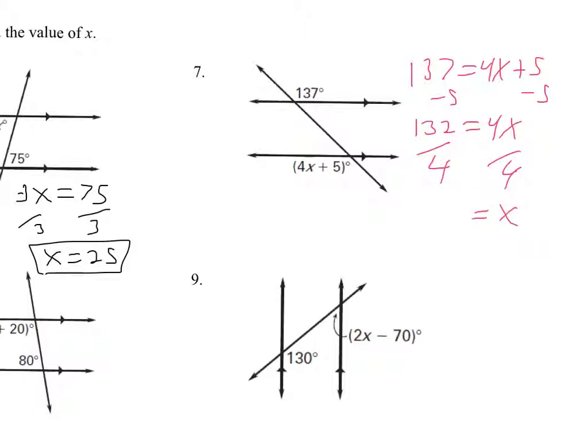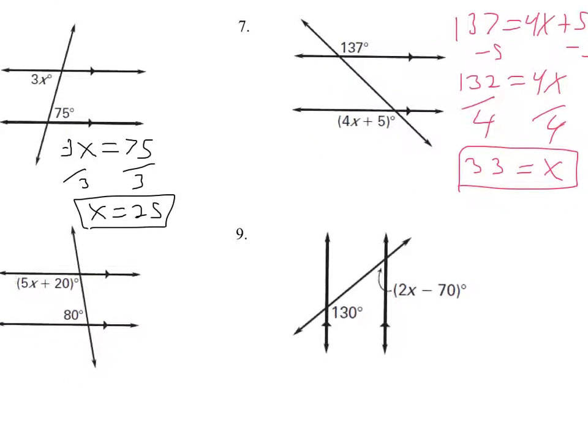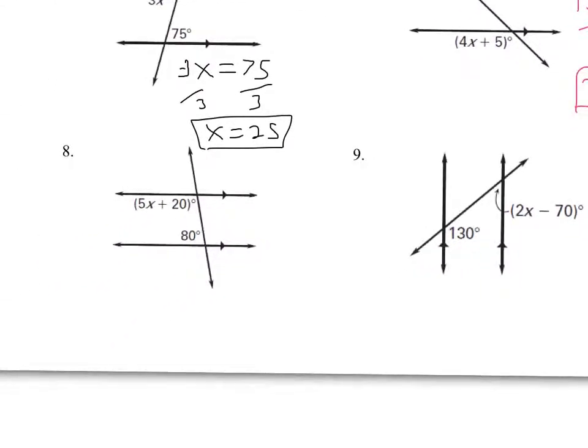So x will equal 33. Alright, in number 8, these are consecutive interior. That's the kind that if two lines are parallel, they're going to be supplementary. They're going to add up to 180. So you absolutely have to remember the difference between which angles are congruent and which angles add up to 180.